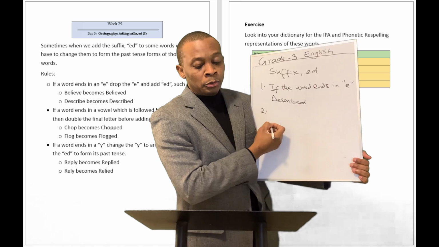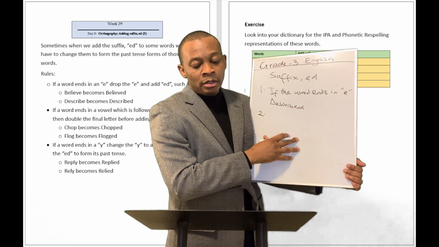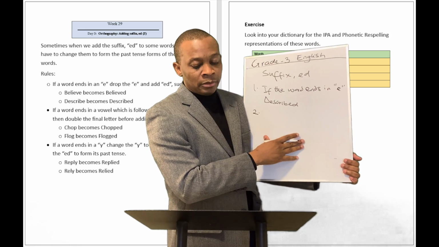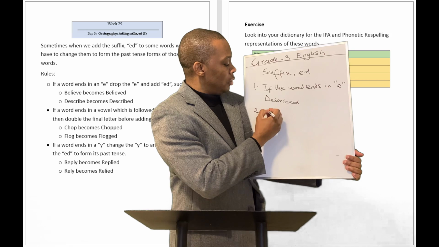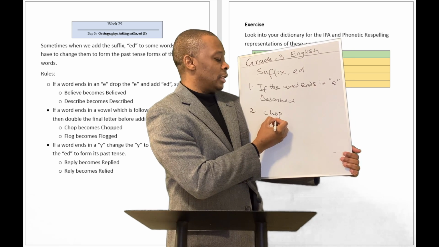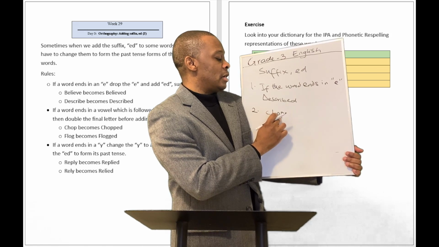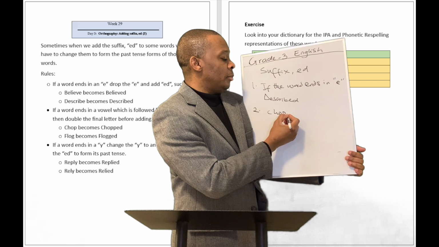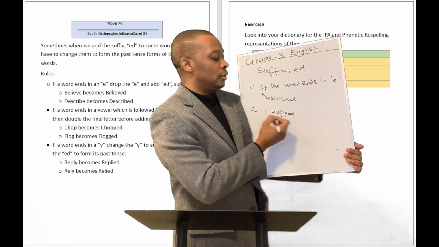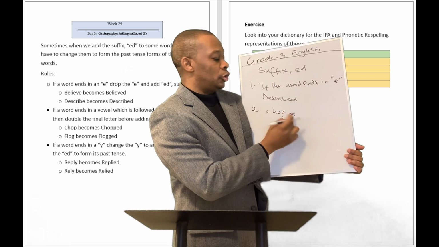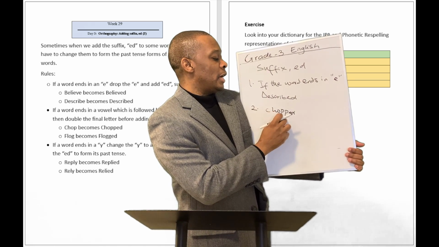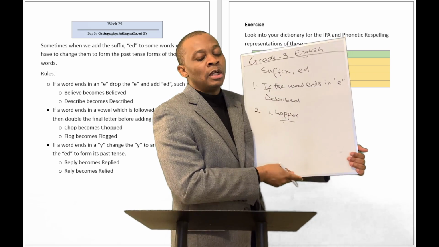What about rule number two? Rule number two says if a word ends in a vowel which is followed by a consonant, then double the final letter before adding -ed to it. Look at the word chop. Chop ends in a vowel followed by a consonant. What are you going to do? You are going to double the consonant and then add your -ed. So it's going to be chopped. We're not going to write just c-h-o-p-e-d. No, there's got to be a double p because there is a vowel and then a consonant. And then you are going to have p-p-e-d, chopped. It's the past tense of chop.